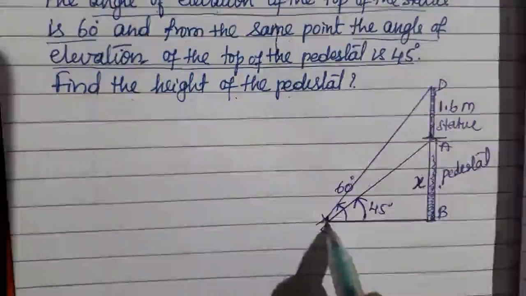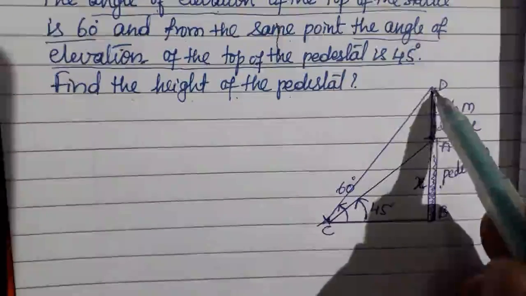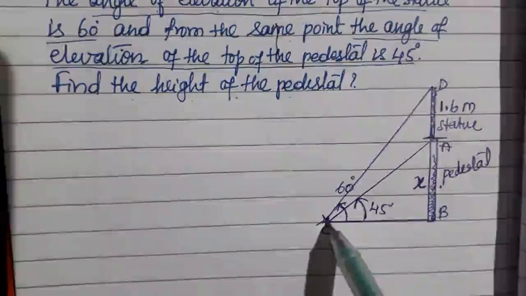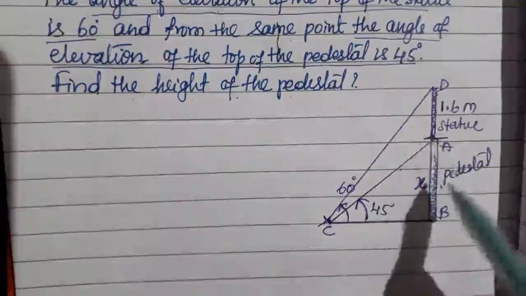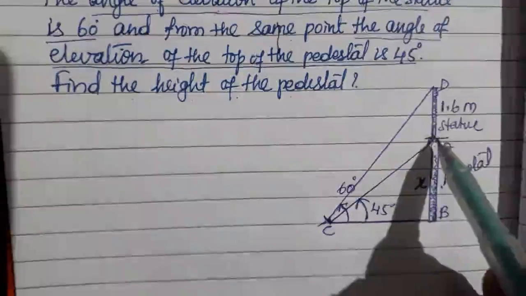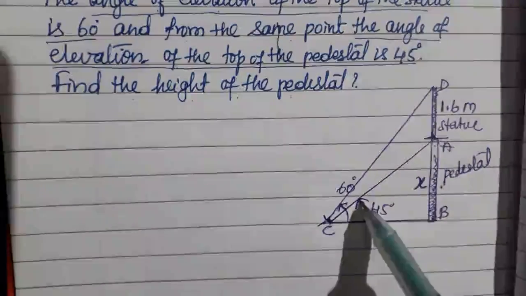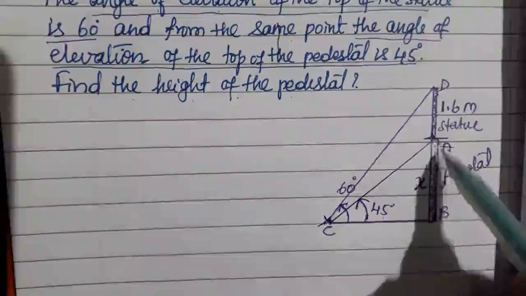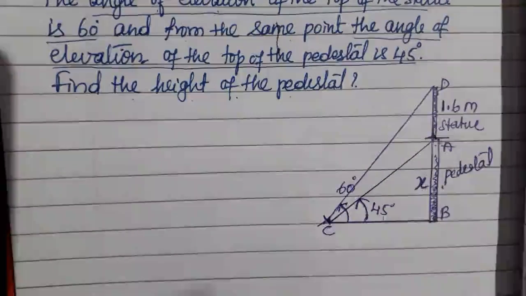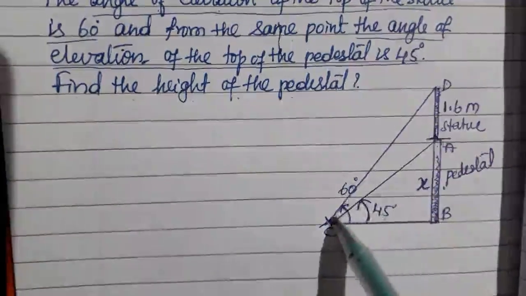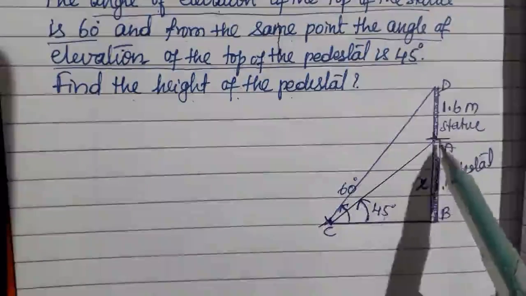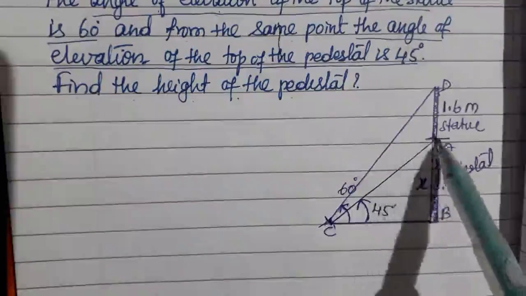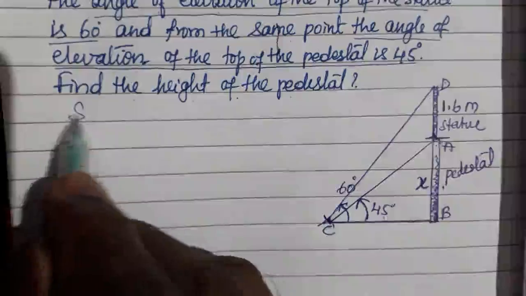Now from a point on the ground, the person is seeing the top of the statue. The angle of elevation is 60 degree. And again from the same point he is seeing the top of the pedestal or bottom of the statue, and that angle of elevation is 45 degree. Now we have to find the height of the pedestal. So here we will be using two triangles, BCD, one triangle, ABC, second triangle. We'll start from second triangle ABC. Now the solution.